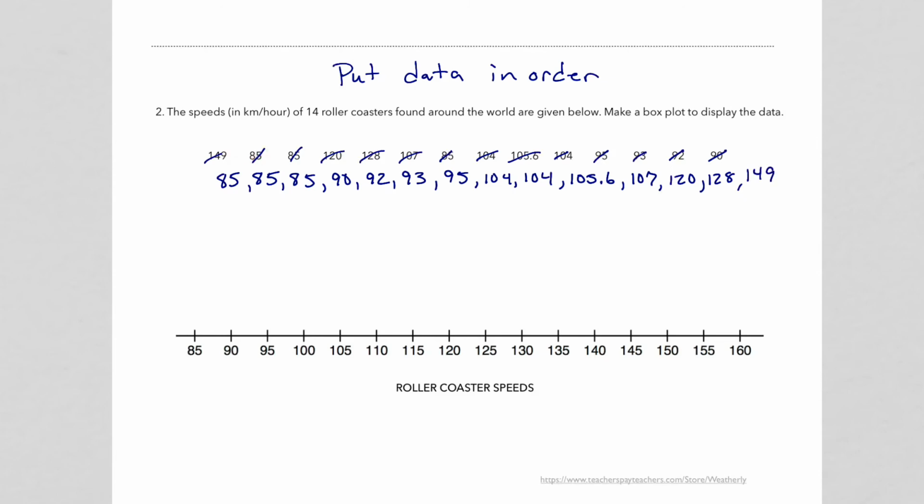Okay, it's a good idea to count your data. Make sure you got them all. 1, 2, 3, 4, 5, 6, 7, 8, 9, 10, 11, 12, 13, 14. We're good. All right, now we got to find our 5 important points that we need.